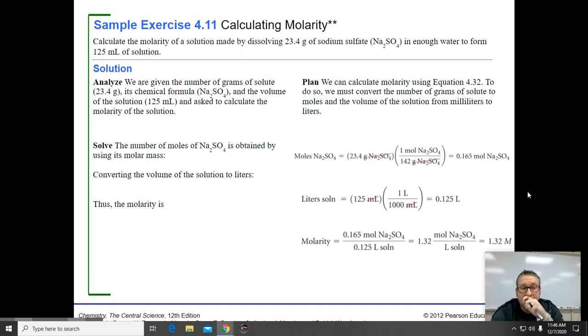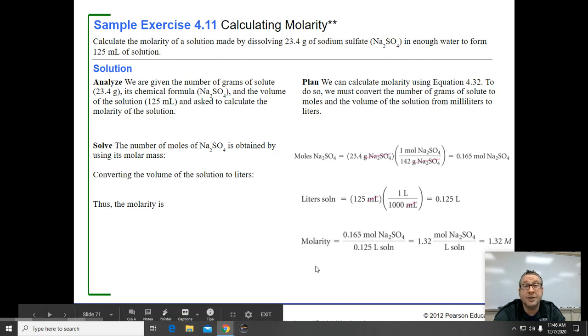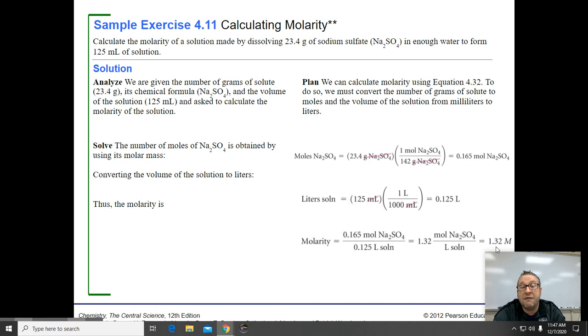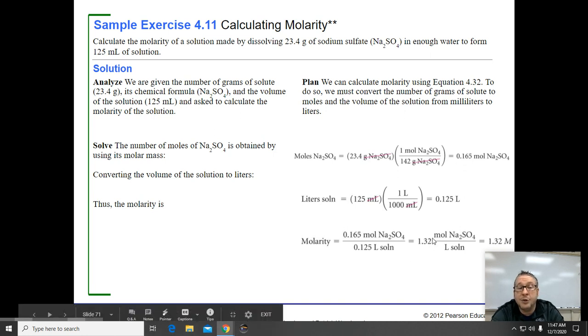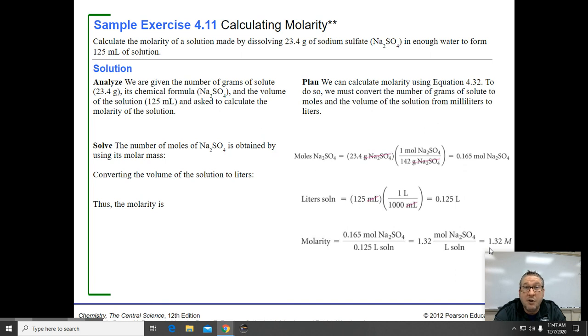Now, we can finally calculate our concentration, or the strength of our solution here. Take the 0.165 moles divided by the 0.125 liters, and we get our final answer. As you see here, they have 1.32 moles per liter. Well, when you give your final answer, it must have the unit of capital M. So 1.32 molarity, 1.32 capital M.